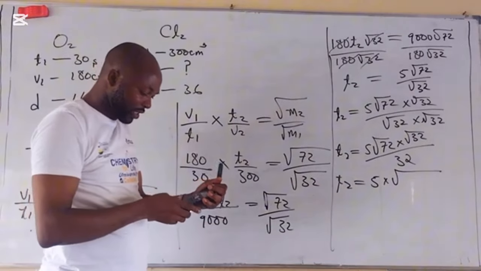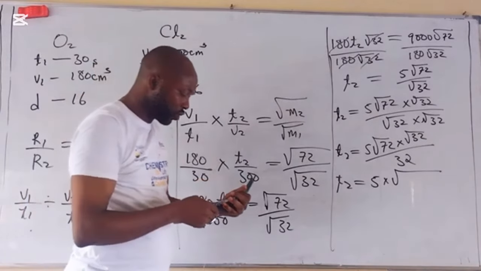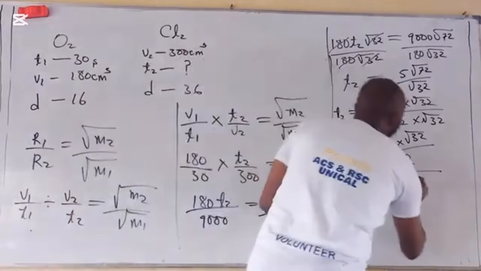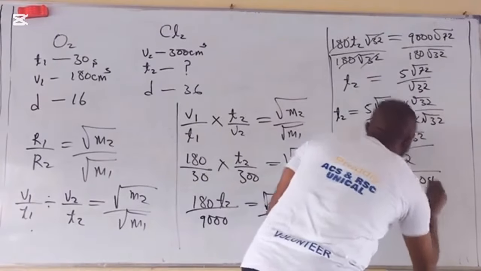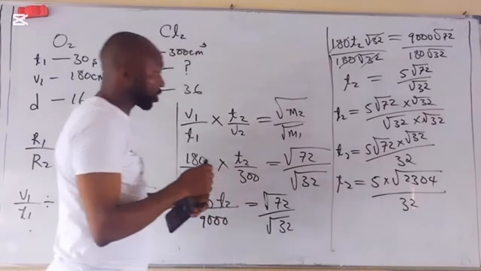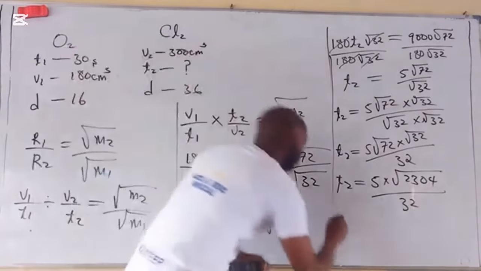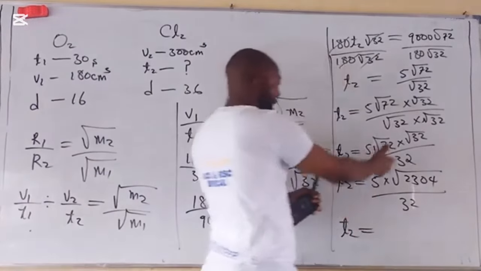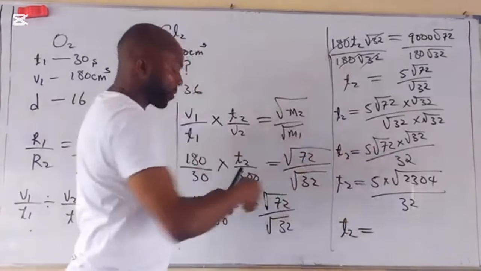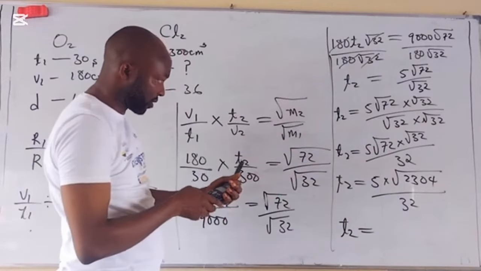72 times 32 will be 2304. Then 2304 over 32. Let me see if I can rush that up. I don't want to occupy more space. So T2 is equal to, I have to look for the root of that, multiply by 5 and divide by 32. Whatever we have becomes our answer.